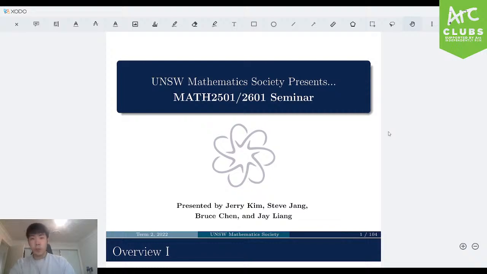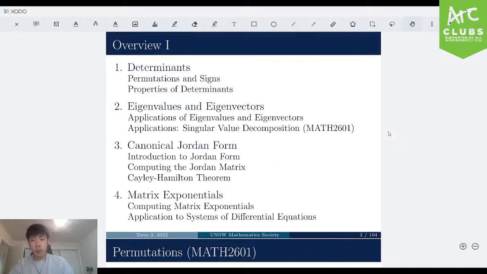All right, so thank you, Bruce, for doing the first half of this part. For my part, I'll be going through the Jordan form as well as the matrix exponential. Mostly will be focused on the Jordan form, because at the end of the day, the matrix exponential bit is really just an application of the Jordan form, anyways. So yeah, we'll focus most of our time on Jordan forms, and then we'll do a few application questions with the matrix exponential. Okay.